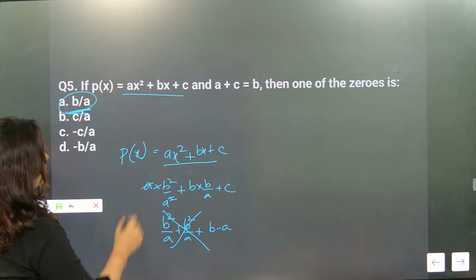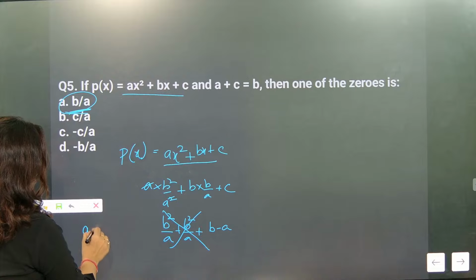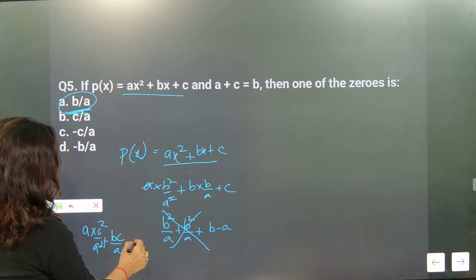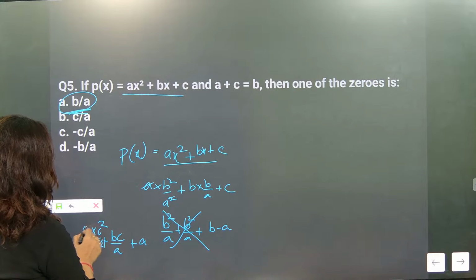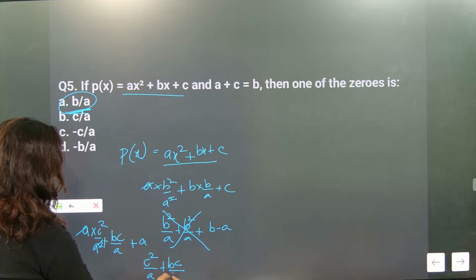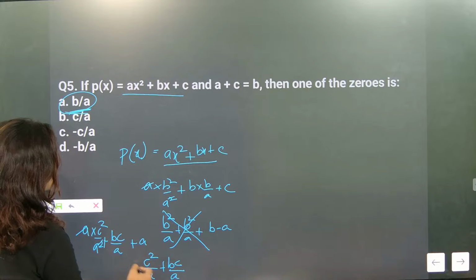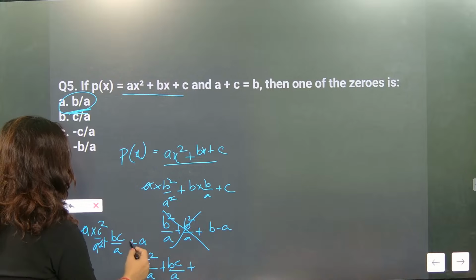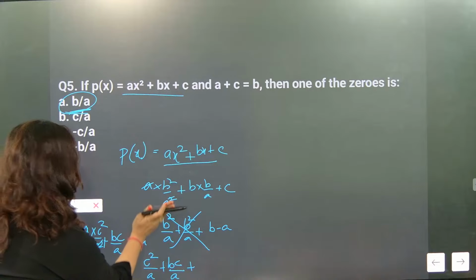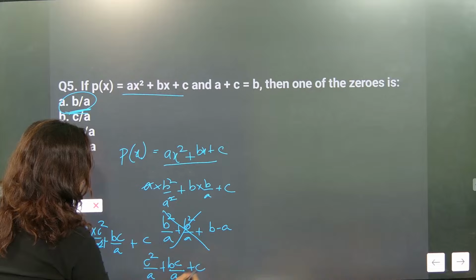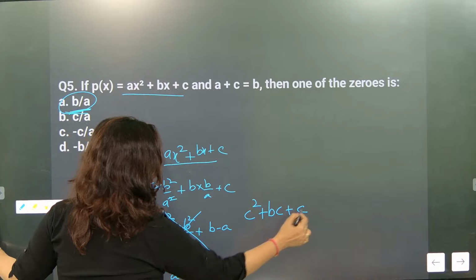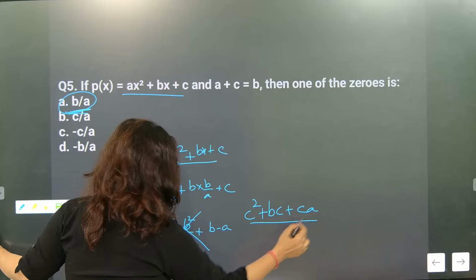Can I put c by a? So if I put c by a, it will become a into c square by a square plus bc by a plus a is there. So definitely this and this will get cancelled. It will become c square by a plus bc by a plus a is only there. So c is there. So ac will become c square plus bc plus ca by a.